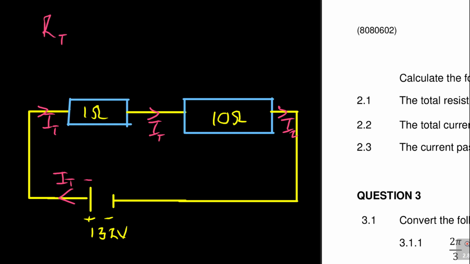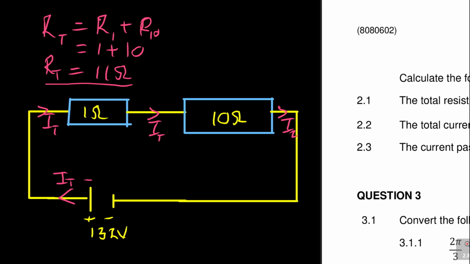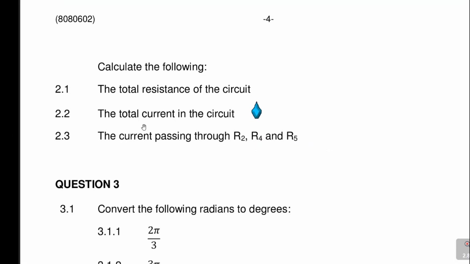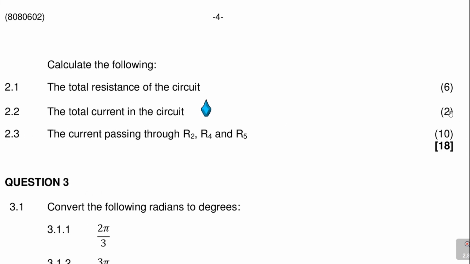So R total, which is R series, is equal to, you can state the formula, R 1 ohm plus R 10 ohm. You can just write the formula, or just say 1 plus 10, which is RT. They're in series, guys. It's 11 ohms. So there is the answer. 6 marks. Calculate the total resistance in the circuit. Right. The total current in the circuit, 2 marks.